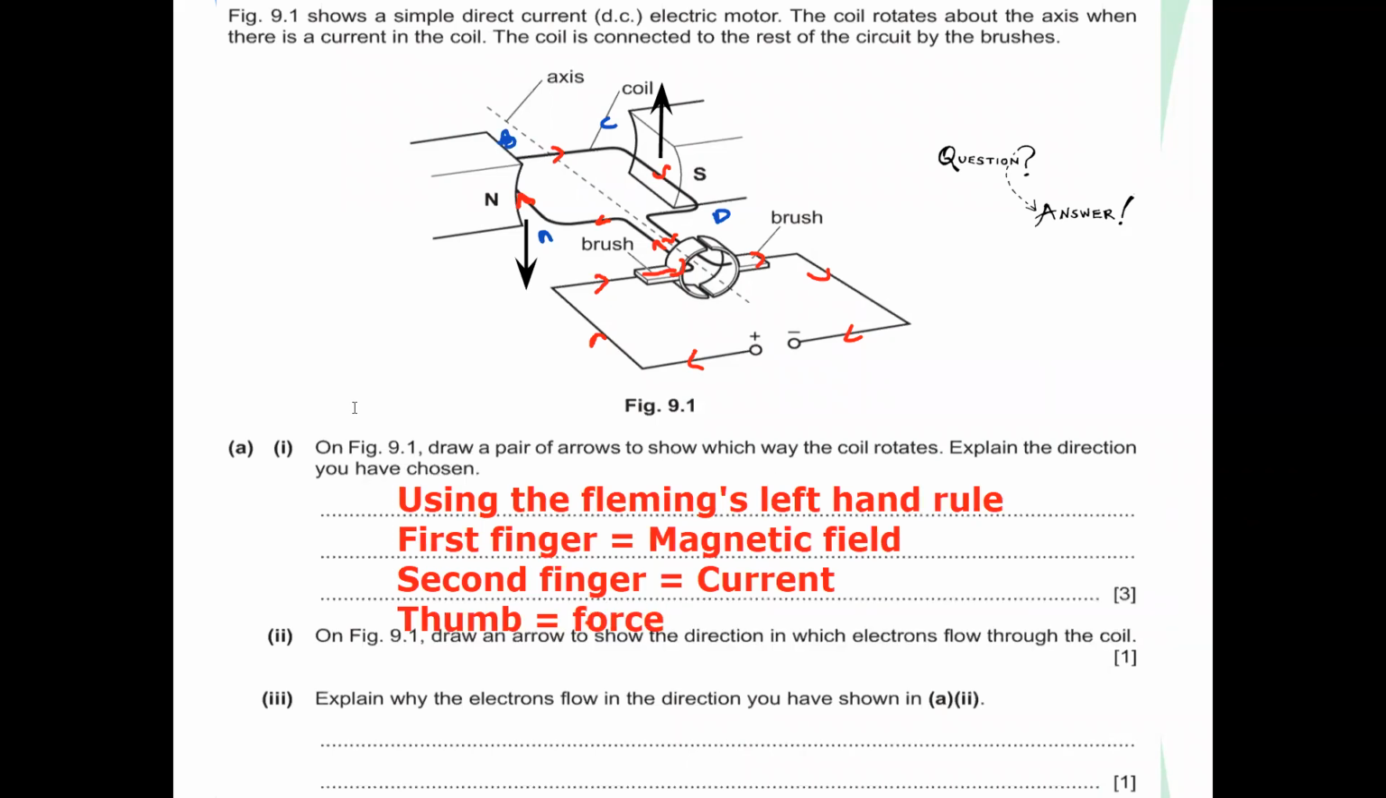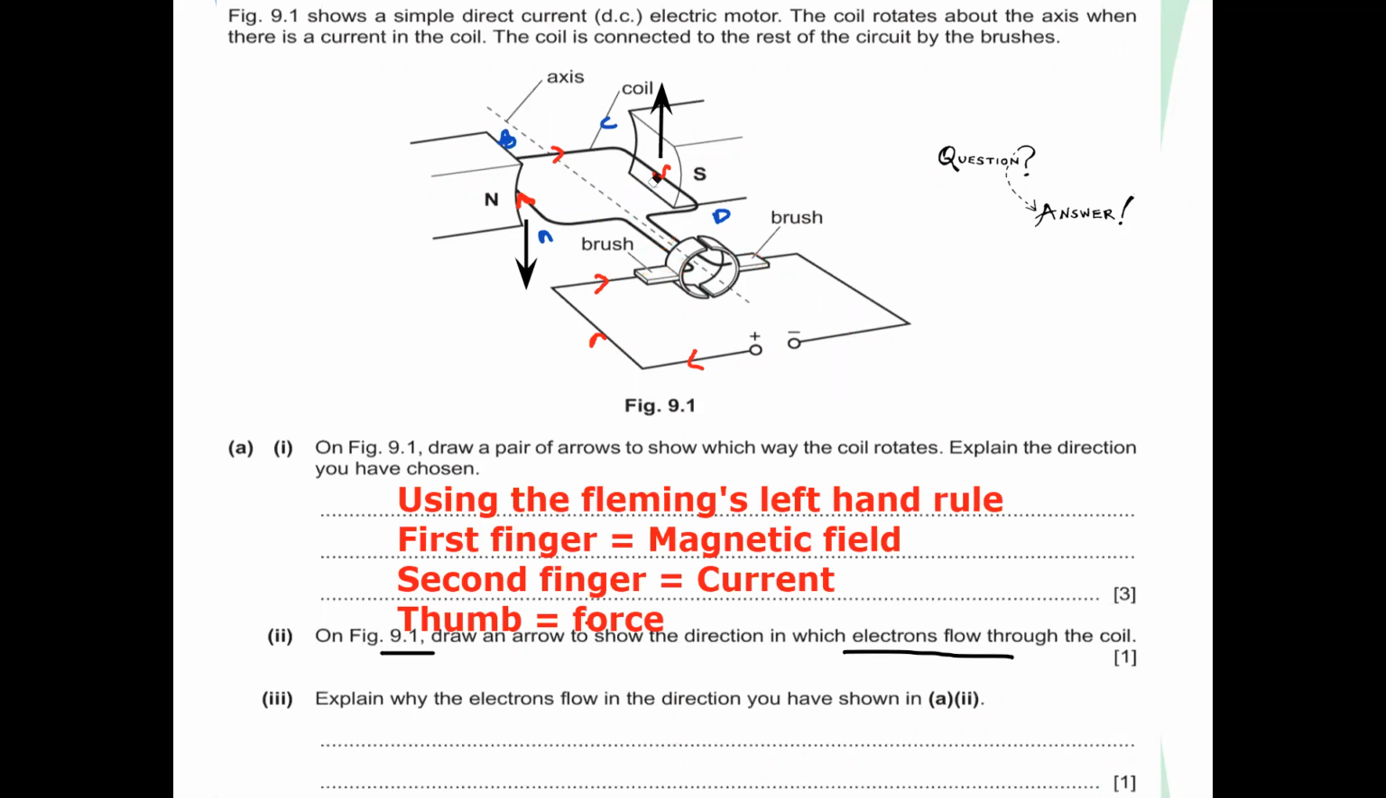So using Fleming's left-hand rule, our index finger pointed in the direction of magnetic field, our second finger represents the direction of current, and the thumb represents the force. We work out the direction. For A and B, the thumb is pointing down, whereas for C and D, the thumb is pointing upward. The second part, on figure 9.1, draw an arrow to show the direction of electron flow. So what will be the direction of electron flow?